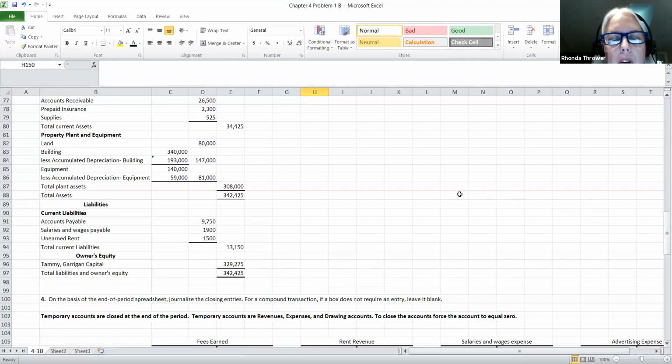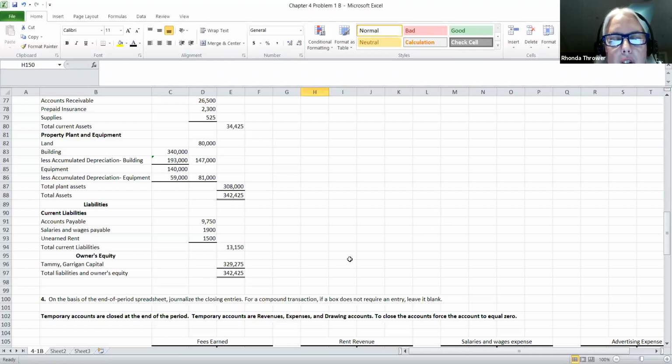So once you have your financial statements prepared, in this chapter, we're going to learn how to prepare closing entries. Closing entries are always prepared at the end of the accounting period after you've prepared your financial statements. The purpose of closing entries is to zero out some of your ledger accounts so that we can start all over again in the next accounting period with a clean slate.